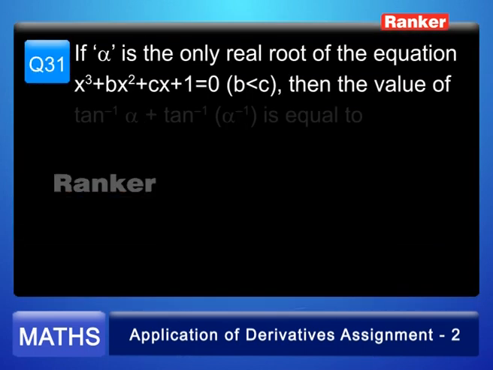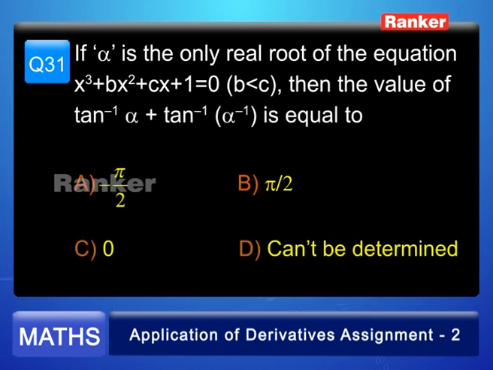Next question, if alpha is the only real root of the equation x cube plus bx square plus cx plus 1 equal to 0, where b is less than c, then the value of tan inverse alpha plus tan inverse 1 by alpha is equal to option A minus pi by 2, option B pi by 2, option C 0, option D cannot be determined.